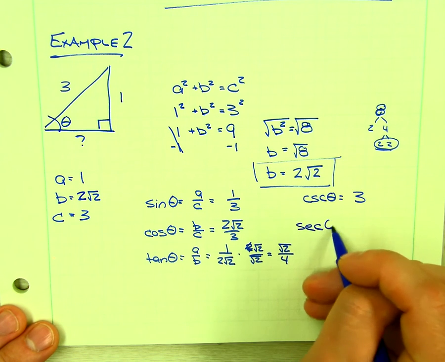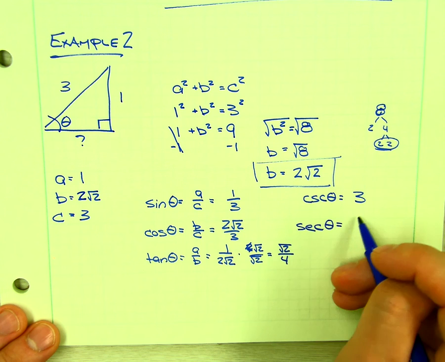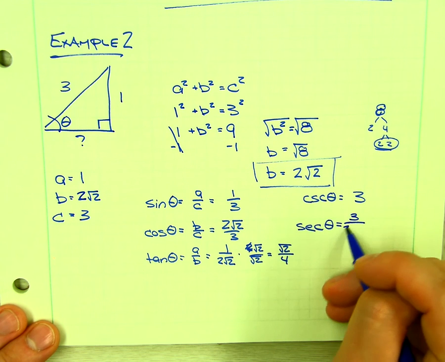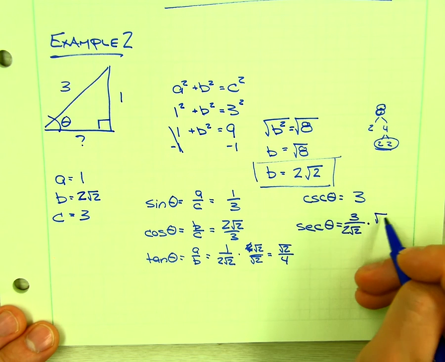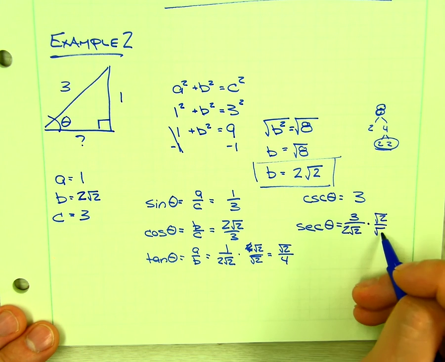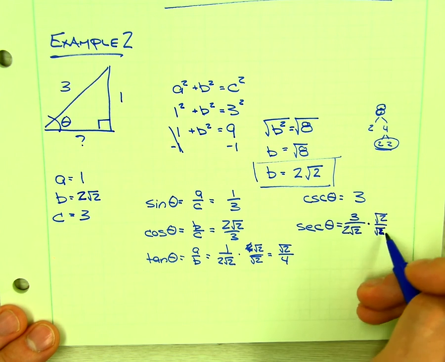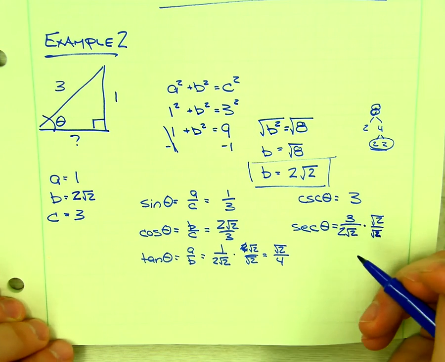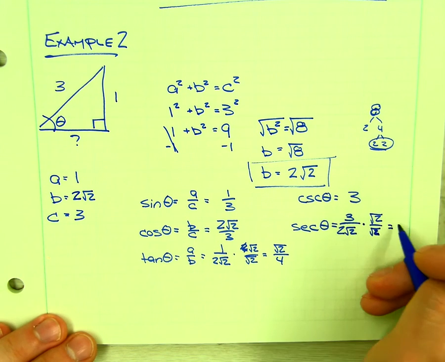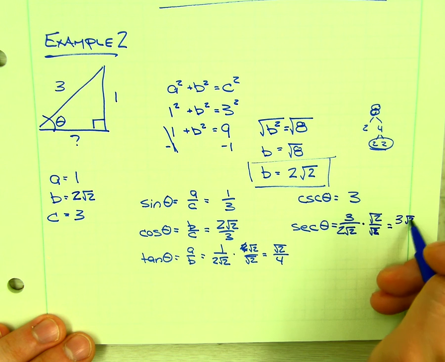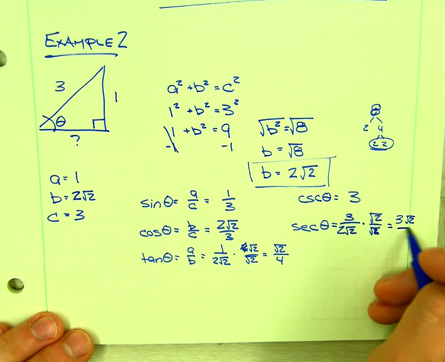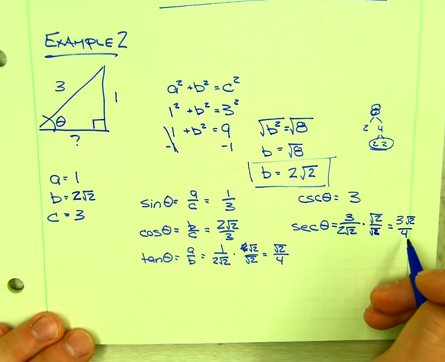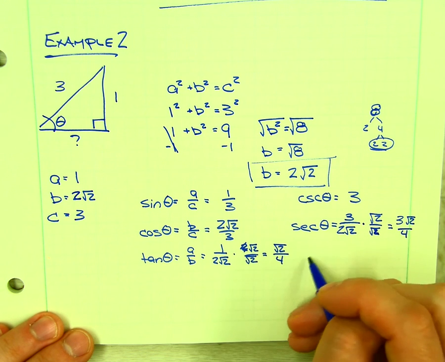The secant of theta. Now this one, I've got 3 over 2 root 2. I've got a radical on the bottom, bad news. So I'm going to multiply the top and the bottom by square root of 2 over square root of 2, or top by square root of 2 and the bottom by square root of 2. And so on the top I get 3 root 2, and on the bottom I get 2 times root 2, which is just going to be 4. So 3 root 2 over 4 is the secant, a little bit tricky.